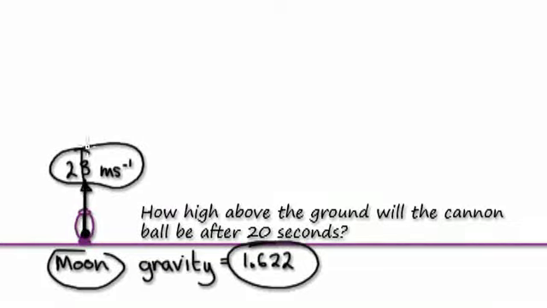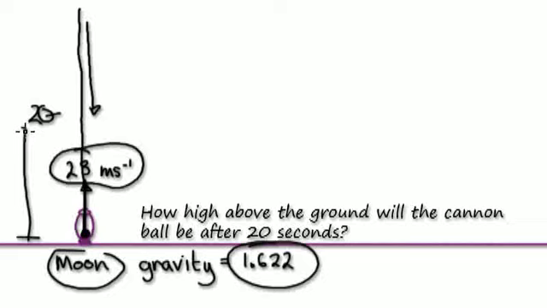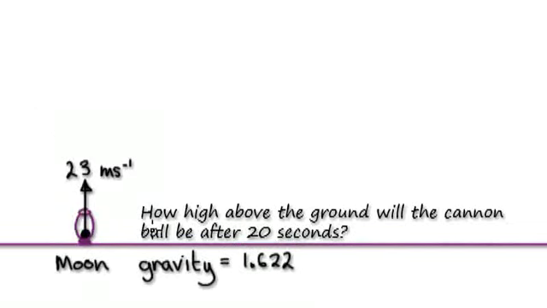So when you fire it, it would do this. It gets to its maximum height, and then it will start to free fall. But after 20 seconds, how high above the ground would the cannonball be? So press pause and have a go.